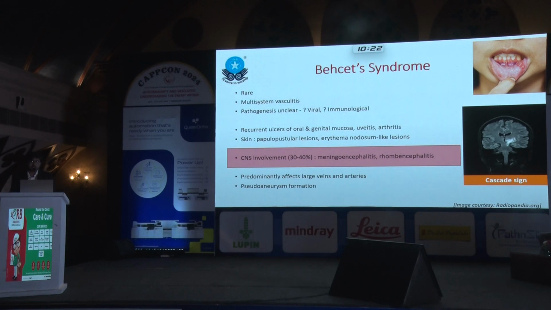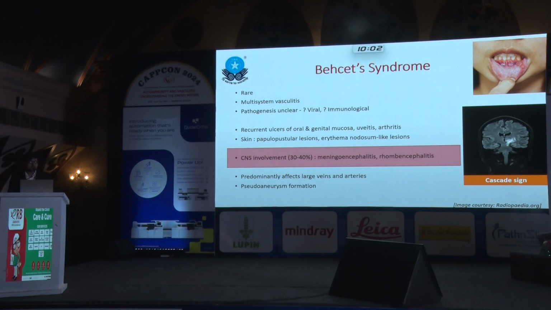Behçet syndrome is another rare multisystem vasculitis of unclear pathogenesis, characterized by recurrent ulcers of oral and genital mucosa, uveitis, arthritis, and various types of skin lesions. CNS involvement is quite common, seen in 30 to 40% of patients. Neuro-Behçet's usually presents with meningoencephalitis or rhombencephalitis.